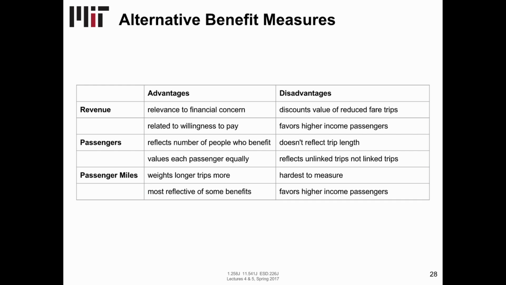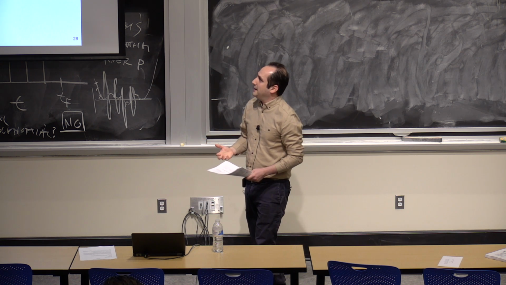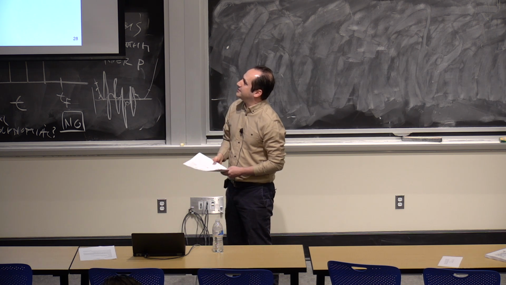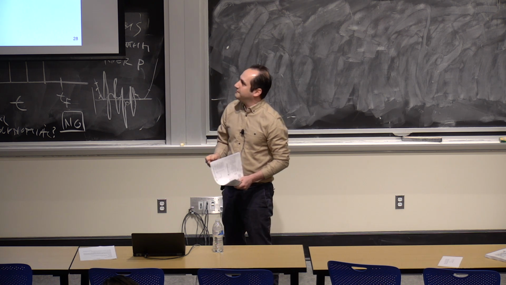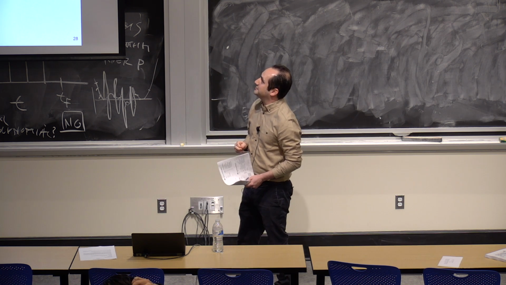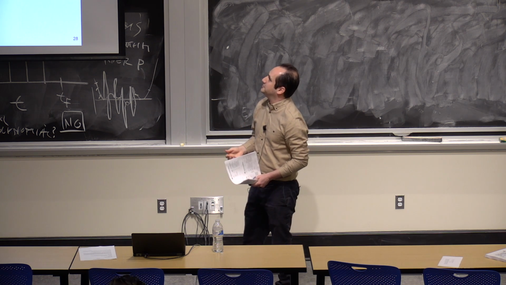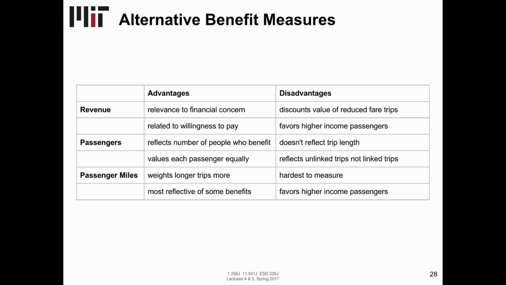One of the measures that is probably really easy to define and measure is the revenue, like the fare box revenue, the total. The advantage of this measure is that it's very relevant to financial concerns. Another advantage is that it's related to willingness to pay, and it could be used as a proxy of quality of service. However, the disadvantage of revenue as a benefit measure is that it discounts the value of reduced fare trips, discounted trips, concession trips, and it also favors higher income passengers.